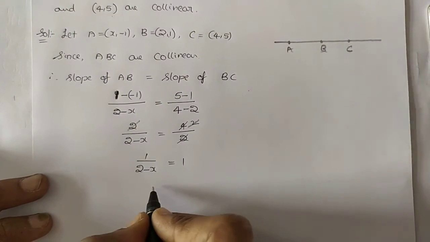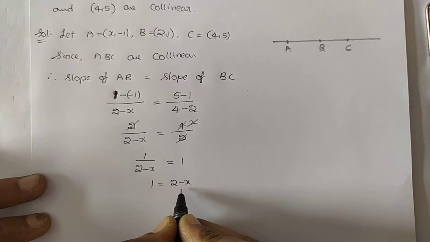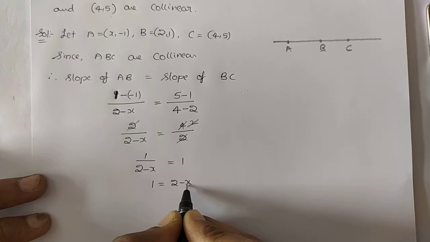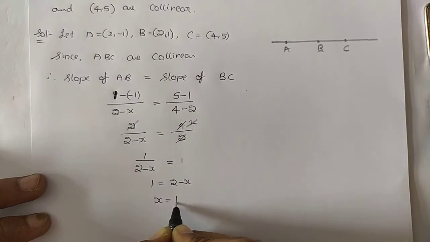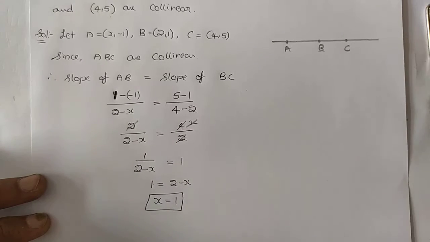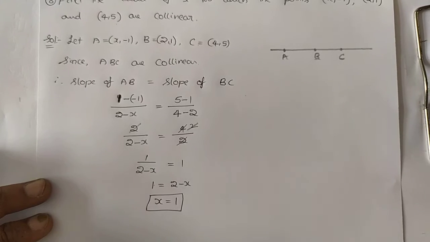Therefore, take the cross multiplication: 1 equals 2 minus x. Then take this x to the left and send this 1 to the right. Finally, we will get x equals plus 1. Hence, it is the required value of x. Do you understand?